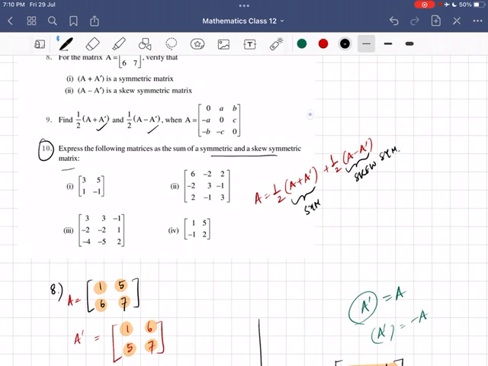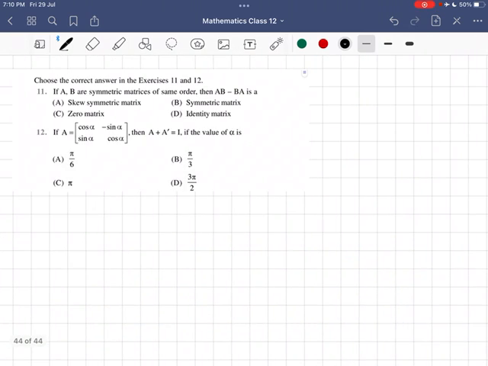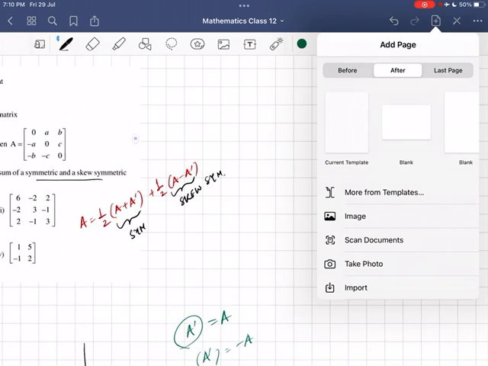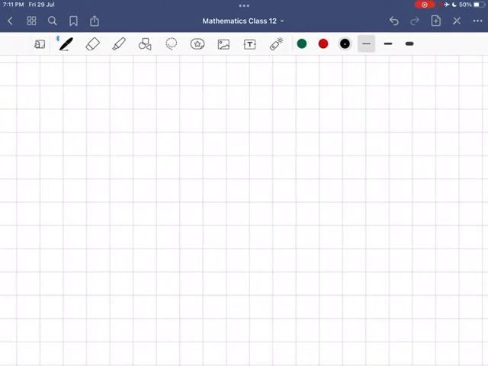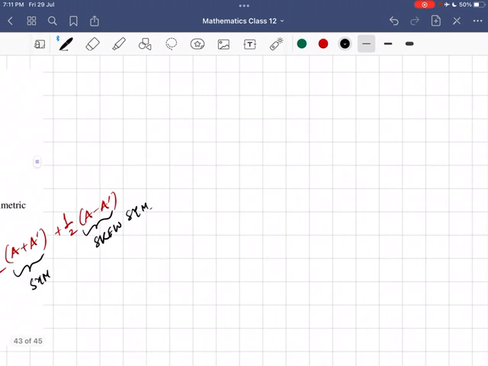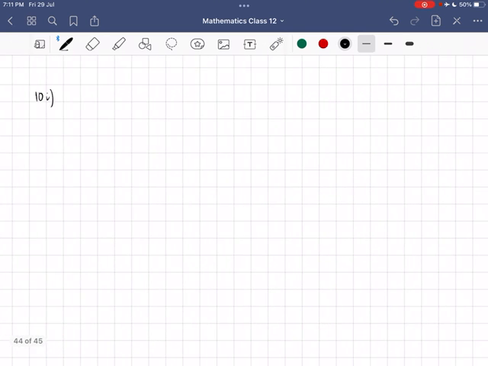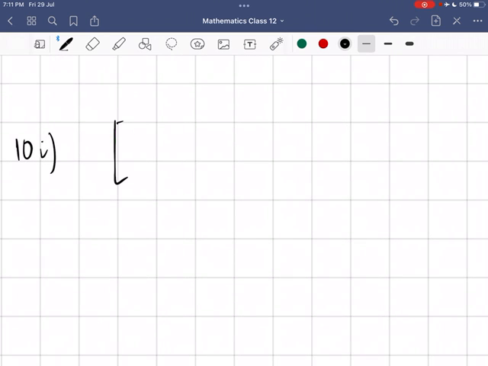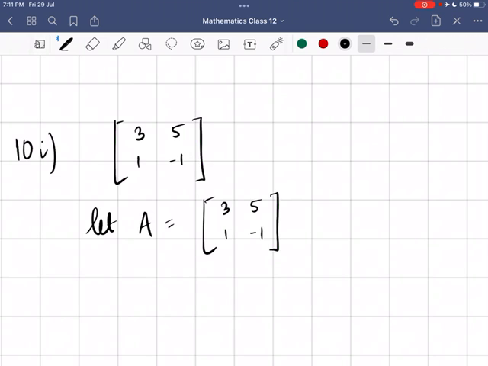So let me just do question number 10, 1. We have 3, 5, 1, minus 1. Let us take this one as A. So let A be equal to 3, 5, 1, minus 1. Then we need to find A transpose, because we will be doing A plus A transpose and A minus A transpose.